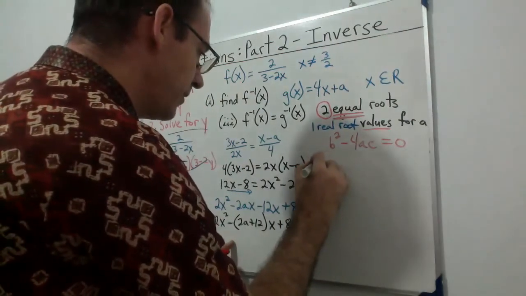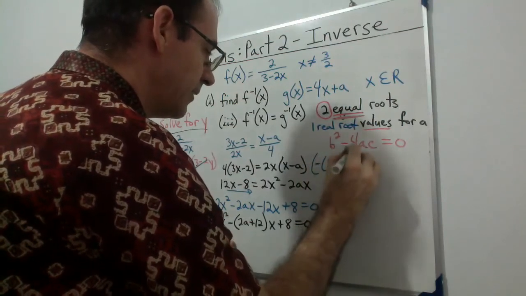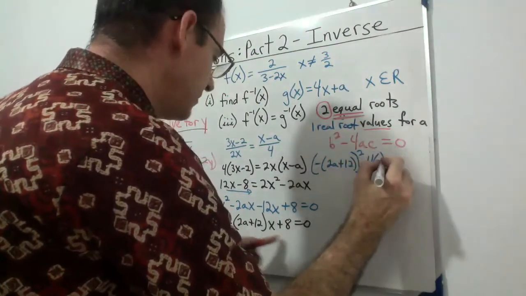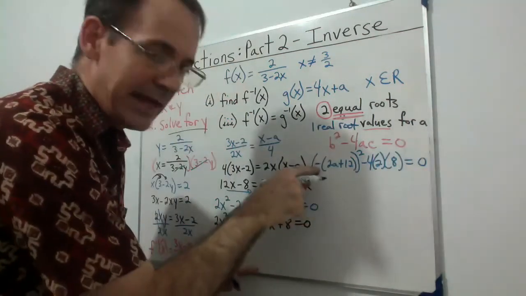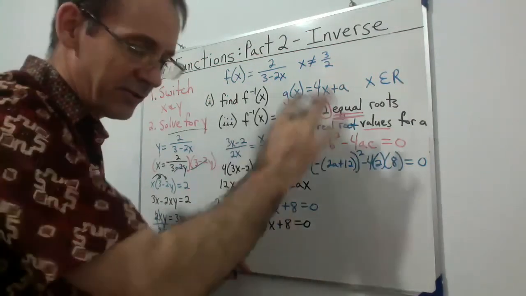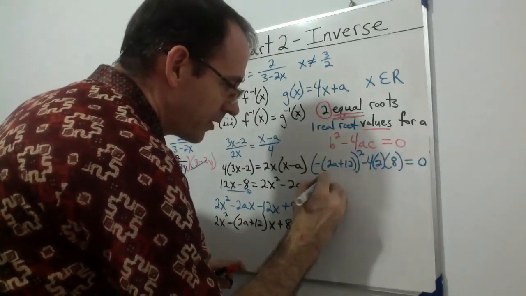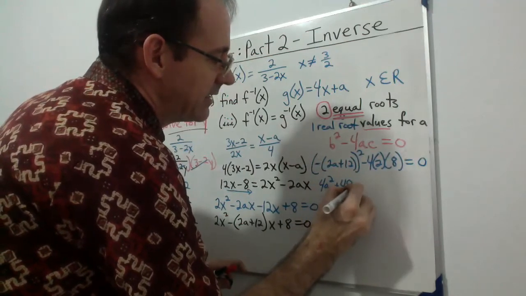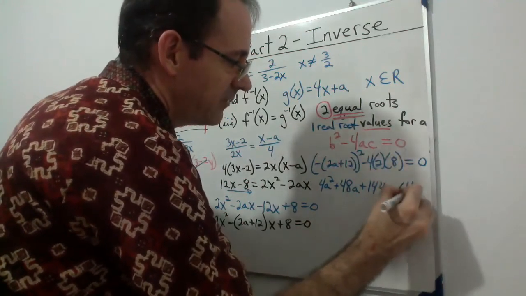Here's our b squared, the negative 2a plus 12 squared minus 4 times 2 times 8 equals 0. When you square a negative, it goes away. So that's why I only leave the negative out. I don't pull the 2 out, so I don't have to worry about that. Square the negative. 2a plus 12 squared becomes 4a squared plus 48a plus 144 minus 8 times 8, 64 equals 0.